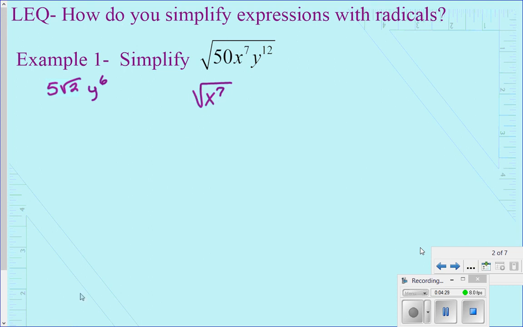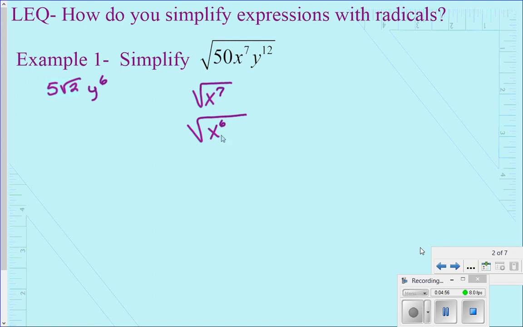So again, if we divided 7 by 2, we'd have 3.5. We don't want a fractional or a decimal exponent. So what we want to do is rewrite that into something that I can divide evenly by 2. And I want it to be an exponent that's less than 7, can't be more than 7. So the closest to 7 that divides by 2 evenly would be 6.